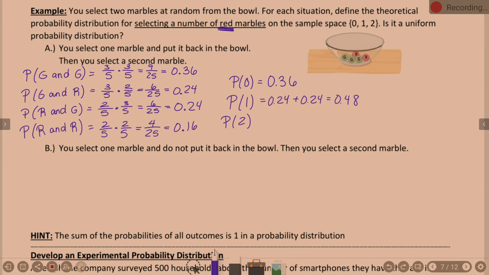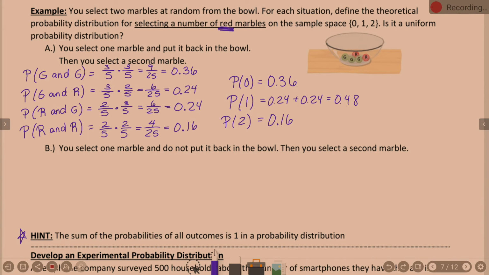And what's the probability of 2 red? 0.16. Now, here's a little check for you. Does my probability distribution add up to be 1? Yeah. If you add 0.36, 0.48, and 0.16, that adds up to be 1. So that's the little hint. It's always a good check that you've gotten everything accounted for if your sum is 1, or in other words, 100%.